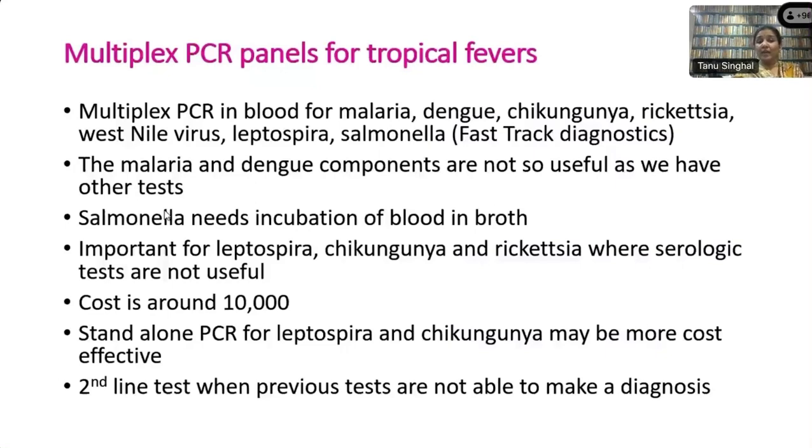So you may do these panels if you're thinking of lepto, chikungunya, or rickettsia, but remember that for these illnesses, you also have standalone PCRs available. So that is why if your patient looks like leptospirosis, then you can just ask for a lepto PCR because it's cheaper and it is more sensitive than the multiplex PCR. And remember, these PCR panels are second line tests which are used when the first line or the previous tests are not able to make a diagnosis. Otherwise, they are just not cost effective.